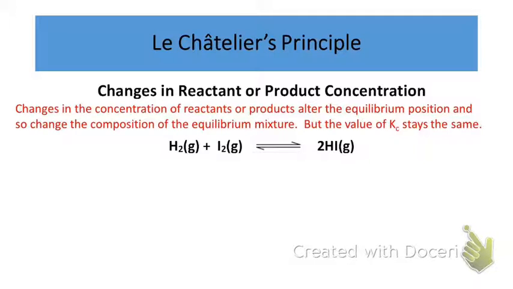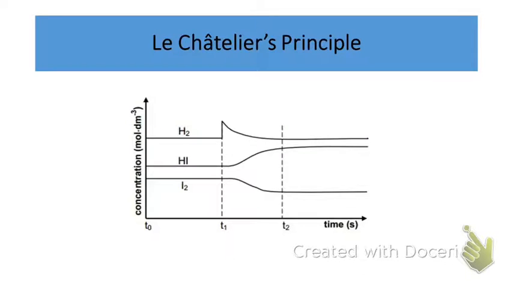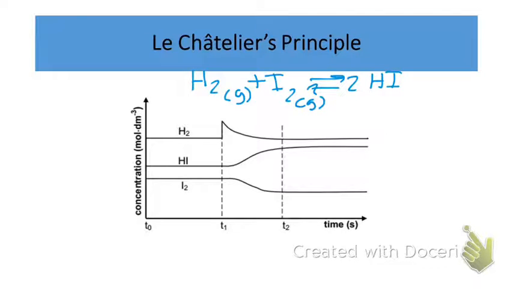I hope that makes sense. Let's look at this using a graph here. This might help out quite a bit. So let's rewrite our equation. We're going to take our hydrogen gas plus the iodine, and it's going to be in an equilibrium state with HI.